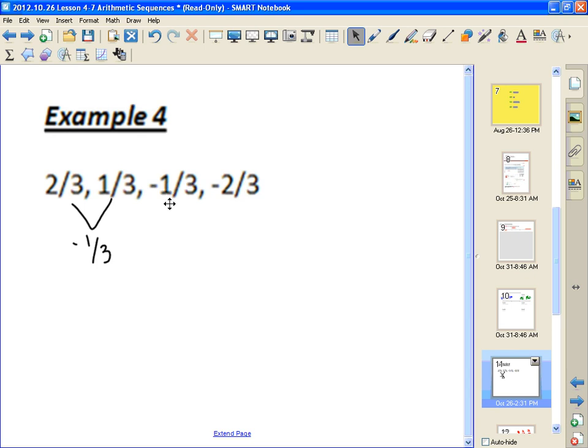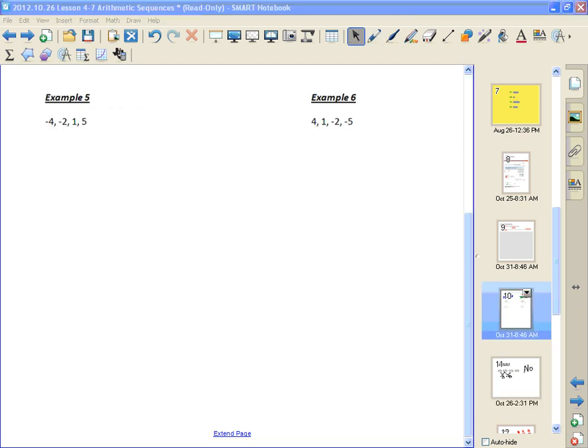Okay, then from 1/3 to negative 1/3, how much does that go down? Okay, so that goes down 2/3. So I can basically stop right there. Because these numbers are different, that means no, this is not an arithmetic sequence. Okay? So I want you guys to take a second.